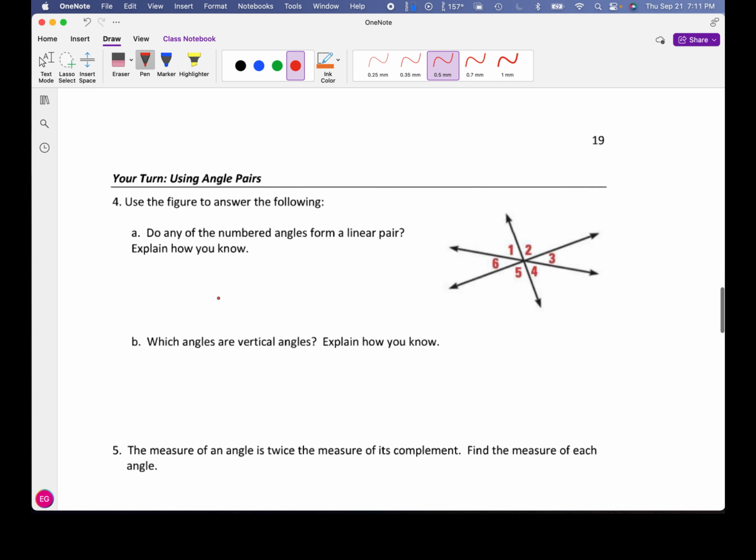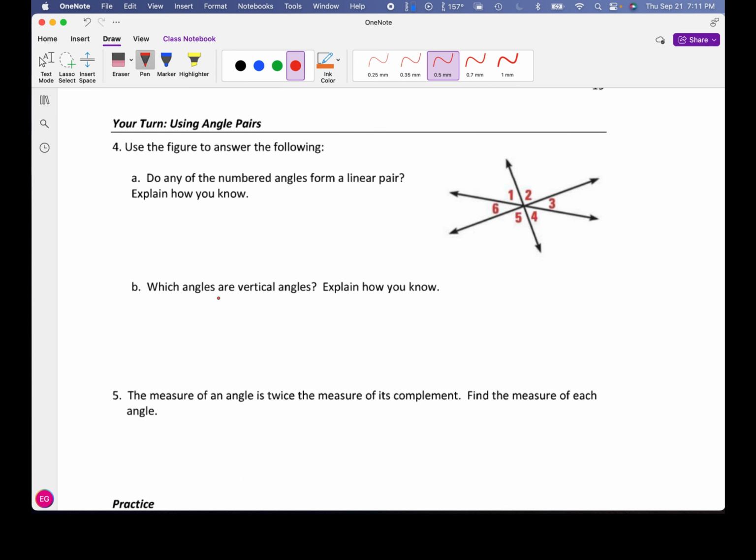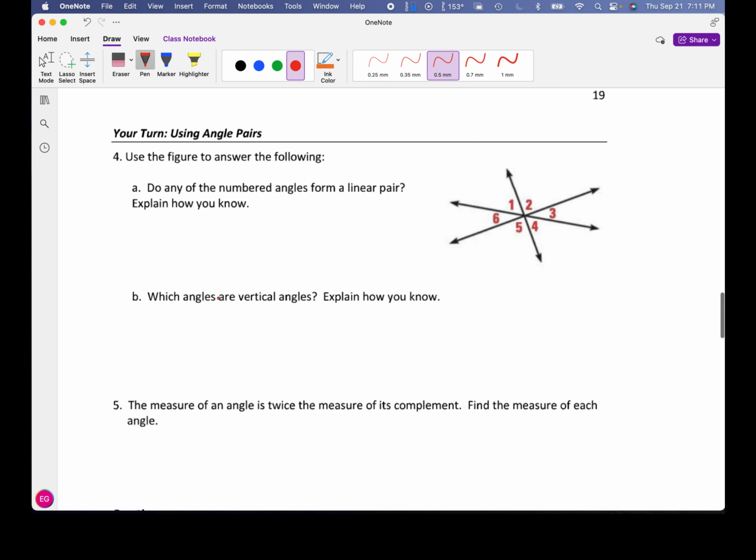Ooh, your turn. All right, so what you should do here is you should pause the video and you should try the your turn yourself. So questions 4 and 5, and see if you can figure them out. That was me pausing to see if you were going to actually pause. Did you? No? Didn't? All right, well, let's go over it together then.